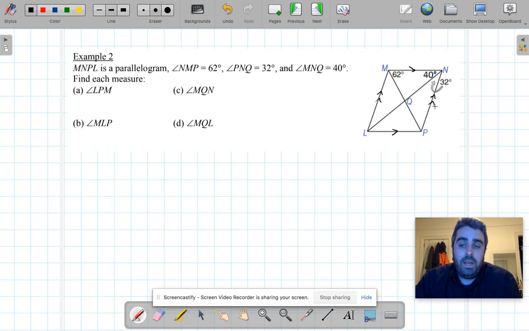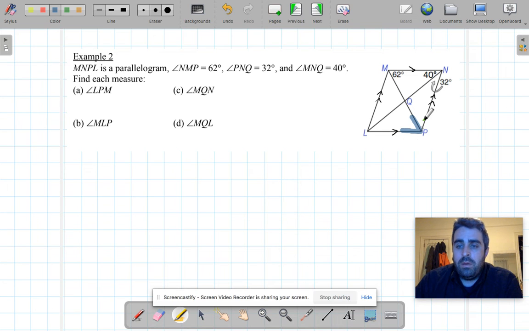You could use the interior angle of the triangle theorem, meaning because we can see we have 4 different triangles in this diagram that are created by our diagonals. So we can use that theorem to find the measure of missing angles, or we could use our knowledge of parallel lines and transversals. So I'm going to do this using parallel lines and transversals and the triangle interior angle theorem. I'm going to start by determining LPM.